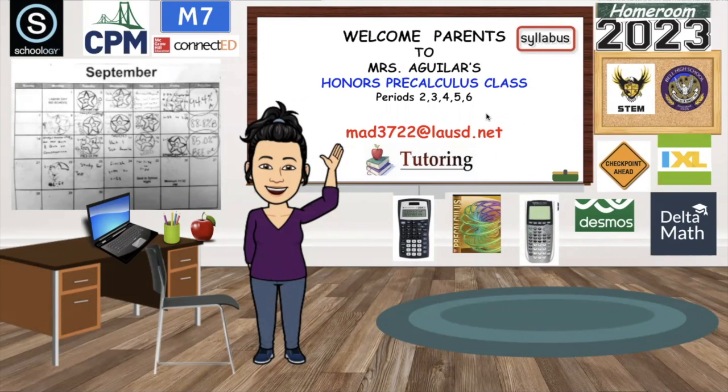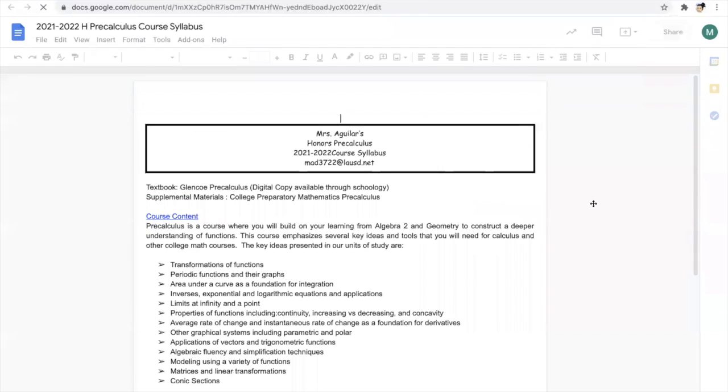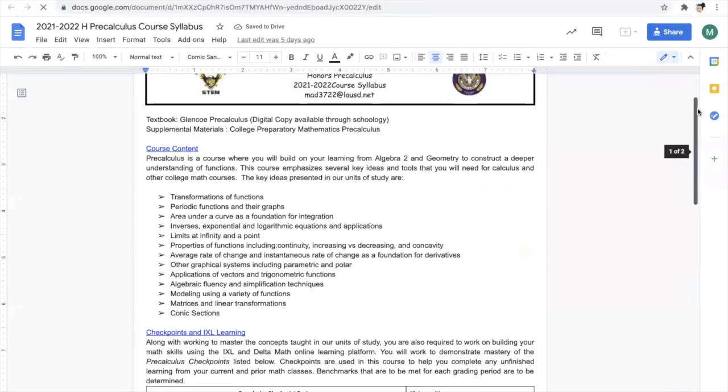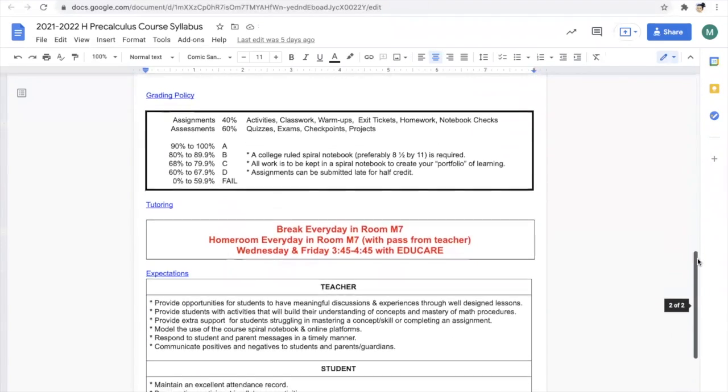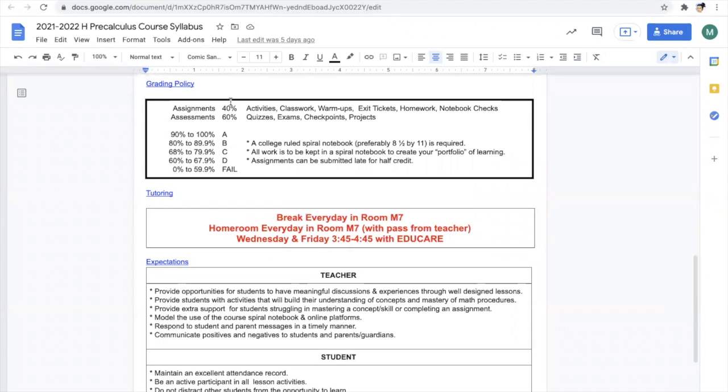Let's go ahead and look at the syllabus. I'm just going to point out some key information here. You can read it on your own with your son or daughter. But right here is what I want you to look at: my grading policy. 40% of their grade is for assignments, and 60% of their grade is based on assessments. I let the C go down as low as 68%. Other than that, it's a basic 70, 80, 90 grade scale.